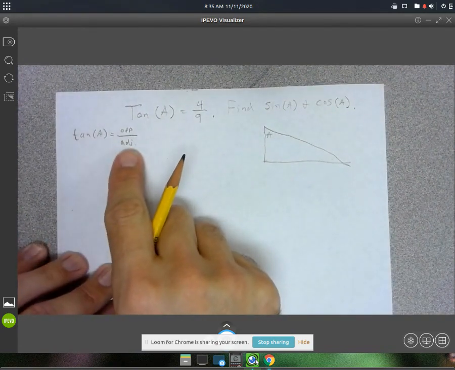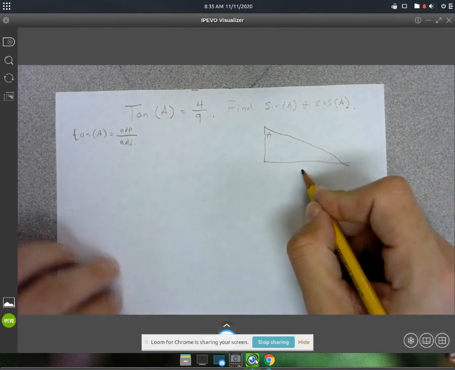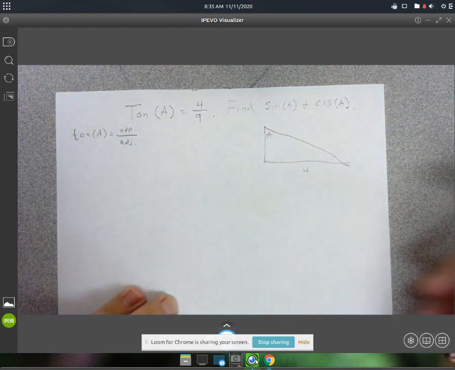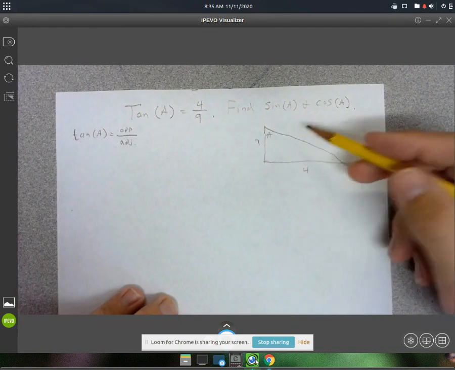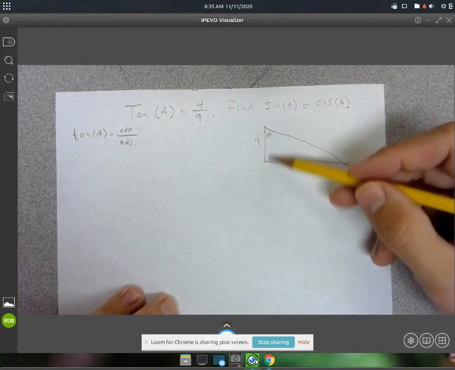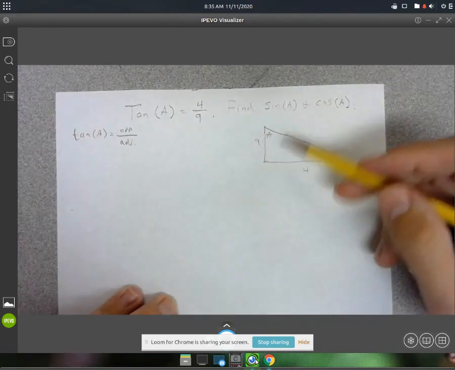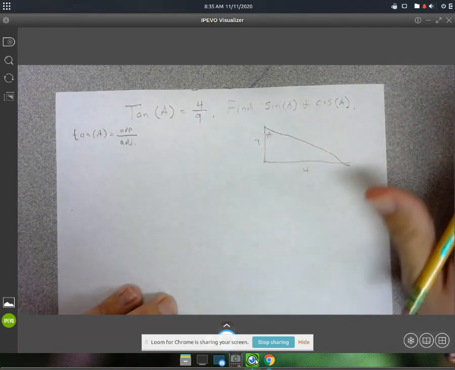Now, since tangent is opposite over adjacent, this would be the opposite side, so it would be 4 units long. And this would be the adjacent side, so that'd be 9. As you can tell, we kind of set this up backwards. This is the shorter segment, and we're saying it's equal to 9, and this segment's 4. It doesn't really matter. You can actually work it out using this setup, and it would work.